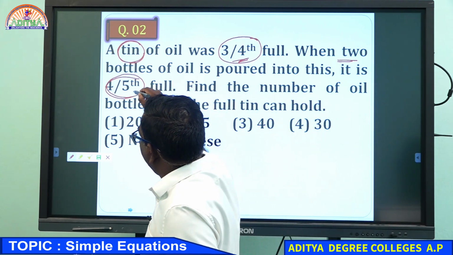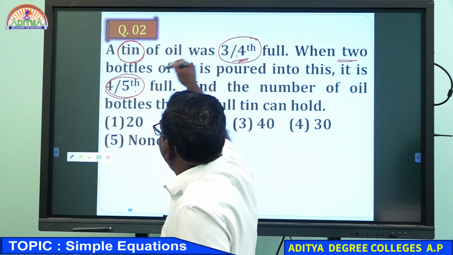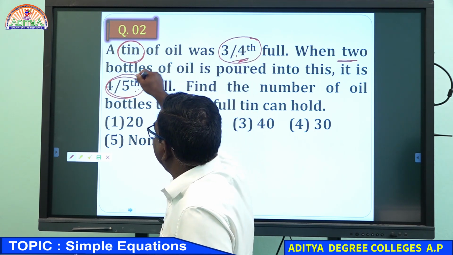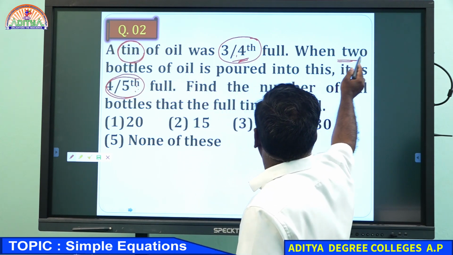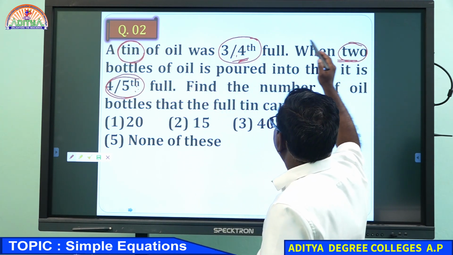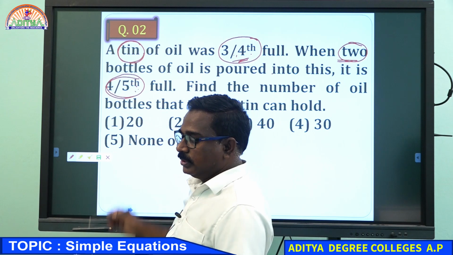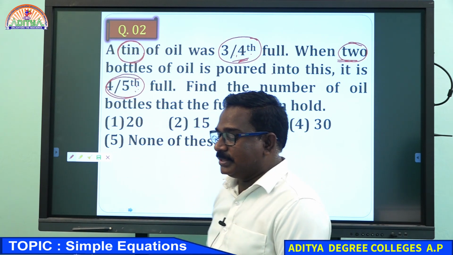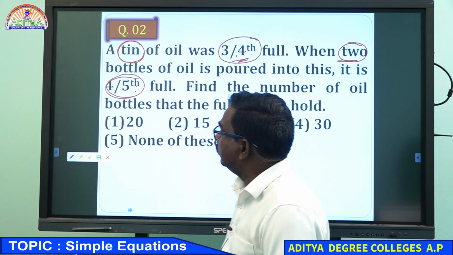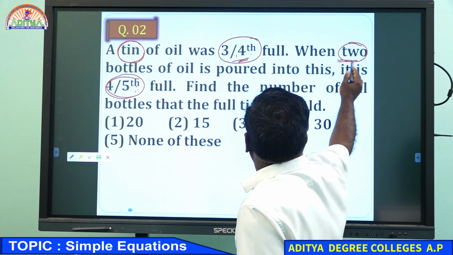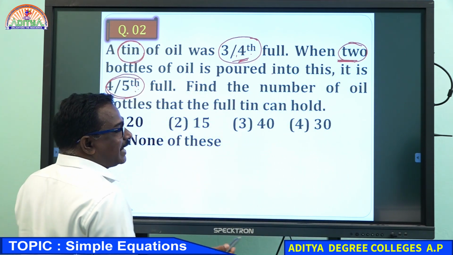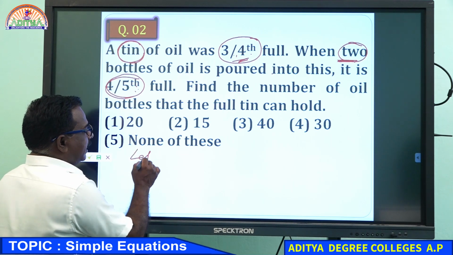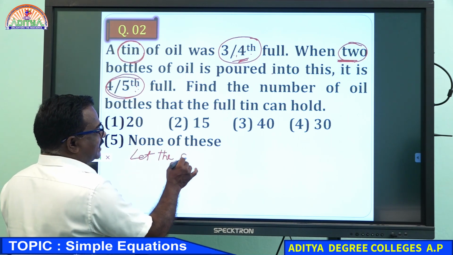What is the difference between 3/4 full and 4/5 full? Between these two, we added 2 bottles more. From 3/4 to 4/5 the height increased, which means the capacity increased because of these 2 bottles. So suppose we take the number of bottles as X.